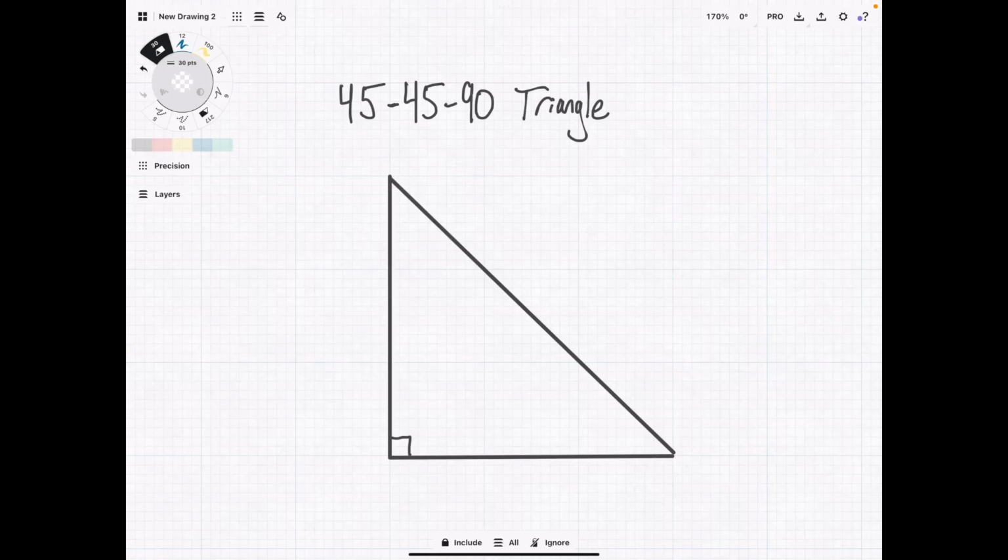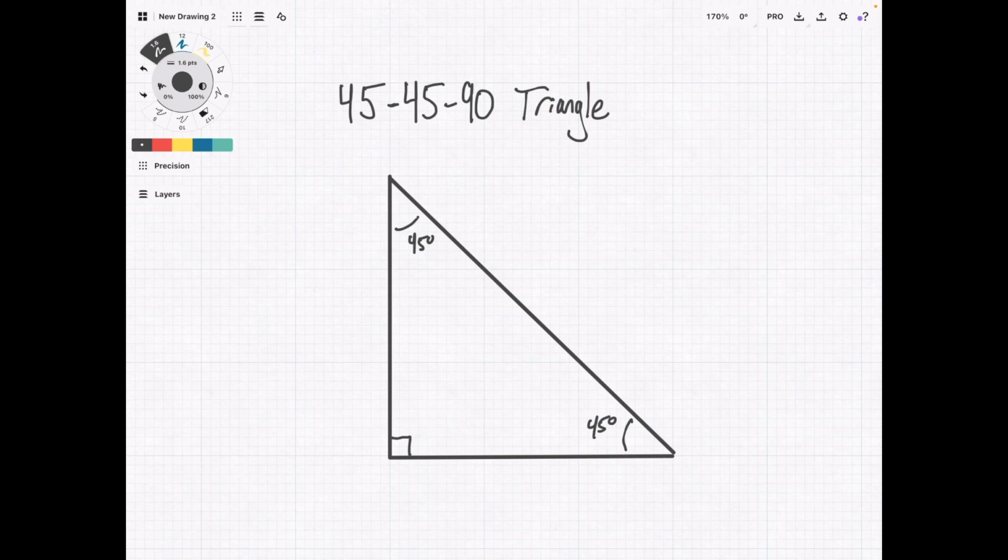In this video, we're going to talk about a special right triangle that pops up frequently in trigonometry, and that is the 45, 45, 90 triangle. The numbers in this name correspond to the angles in the triangle. So here we'll have a 45-degree angle, a 45-degree angle, and a 90-degree angle.